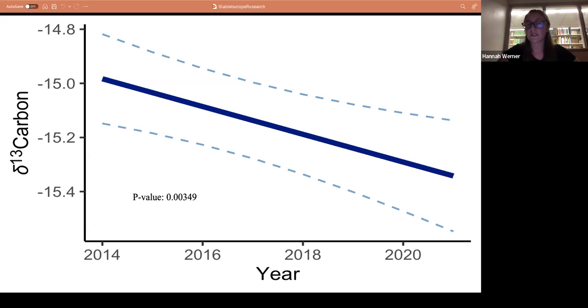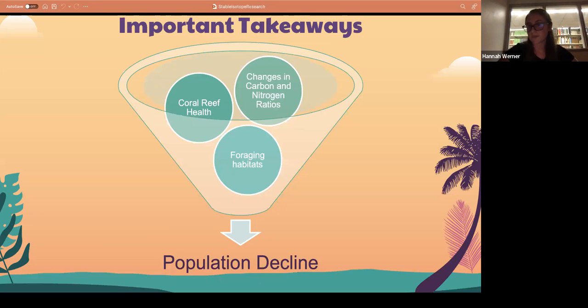Our p-value here was actually lower than our nitrogen, so this one's actually a stronger relationship. And again, since it's lower than 0.05, we're able to accept this data as being statistically significant. So what does this data mean for us? How are we able to interpret this data? As you can see from the changes on those graphs, we have that positive change in nitrogen as well as the negative change in carbon ratios.